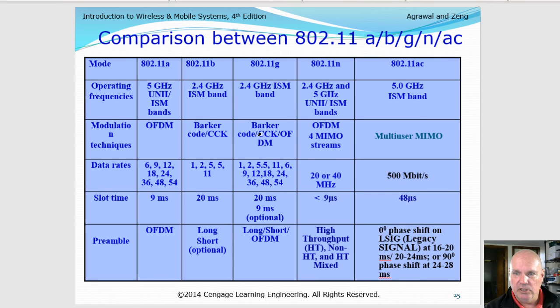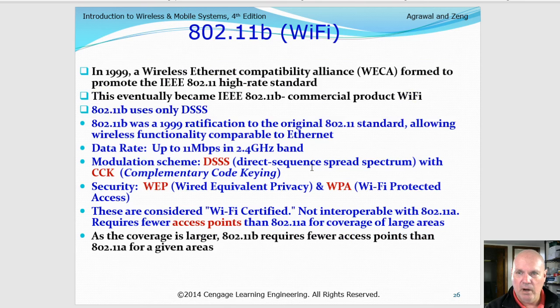Again, another slide just comparing the operating frequencies, different modulation techniques, and data rates. You'll see with the 802.11 AC of 500 megabit per second data rate, almost undreamed of even 20 years ago, to be able to achieve a data rate like that wirelessly. So a little bit more on each of these in some detail.